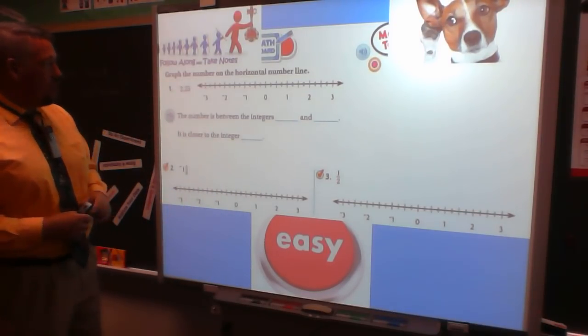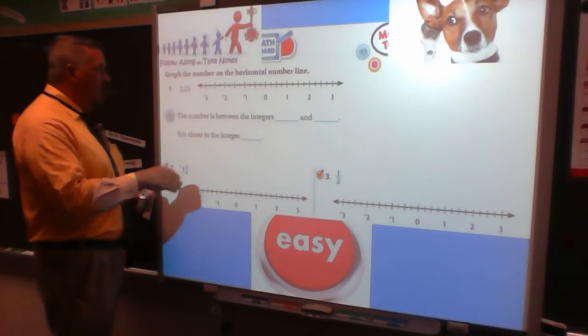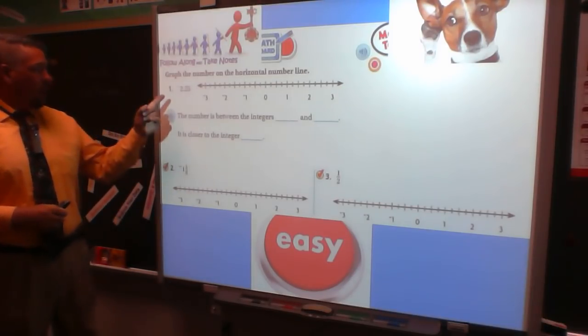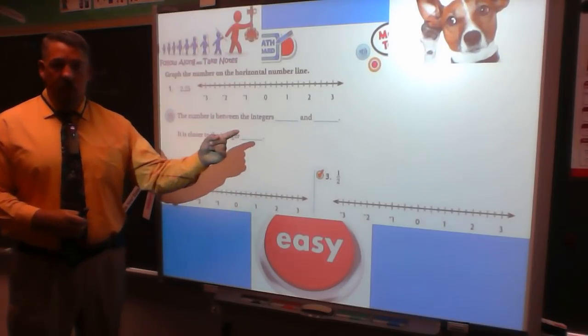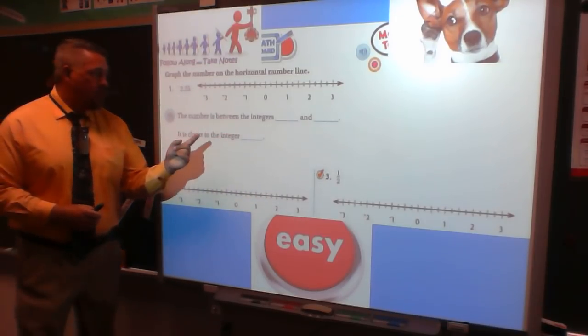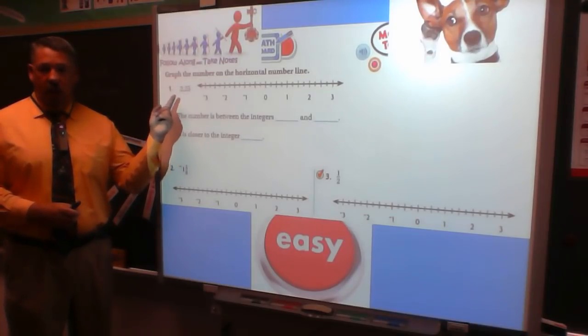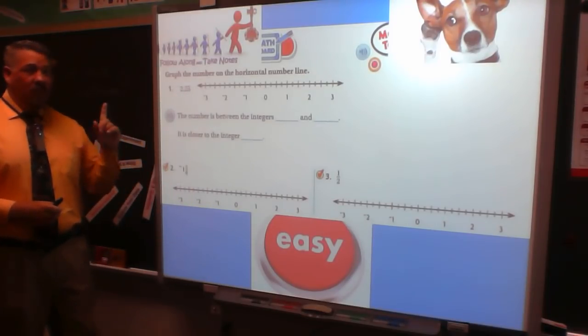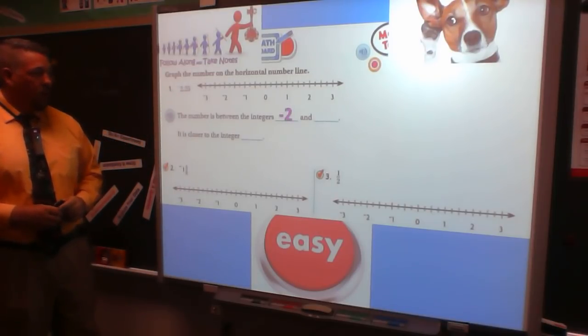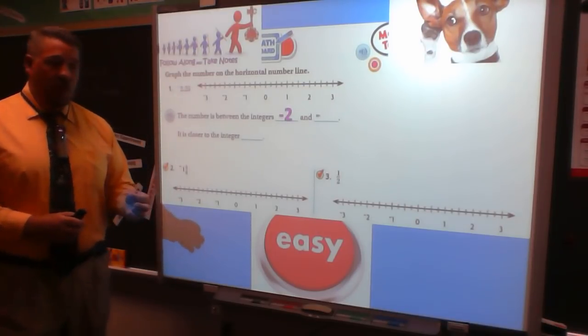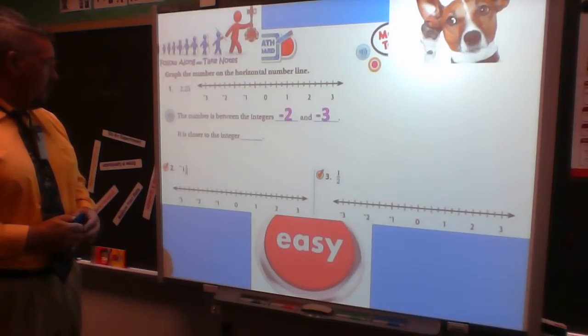Graph the number on the horizontal line, horizontal once again going straight across. I have -2.25. Between which integers is it going to go? Well, it has to be further to the left than the -2, but not quite as far as the -3, right? Because it goes further than -2. So I know I have to be in between the -2 and the -3.